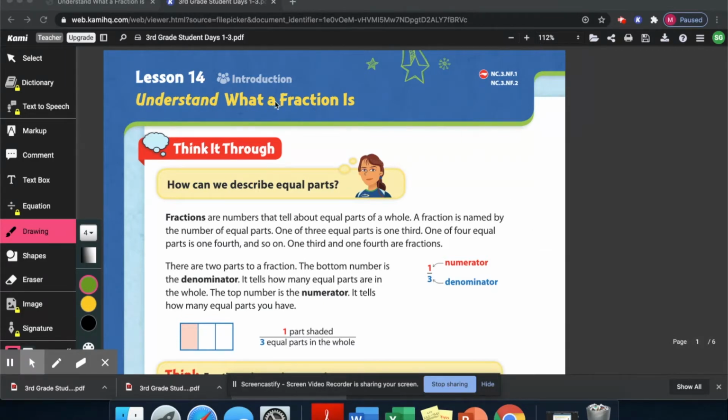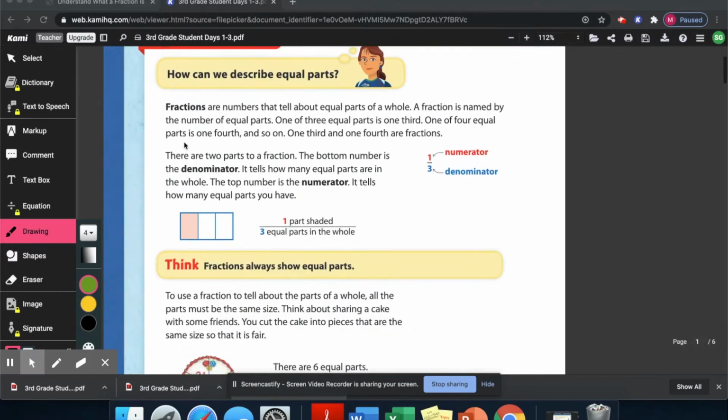So we're going to understand what a fraction is. And in this think it through area, they give us a question. How can we describe equal parts? Fractions are numbers that tell about equal parts of a whole. A fraction is named by the number of equal parts. One of 3 equal parts is 1/3. One of 4 equal parts is 1/4, and so on. 1/3 and 1/4 are fractions.